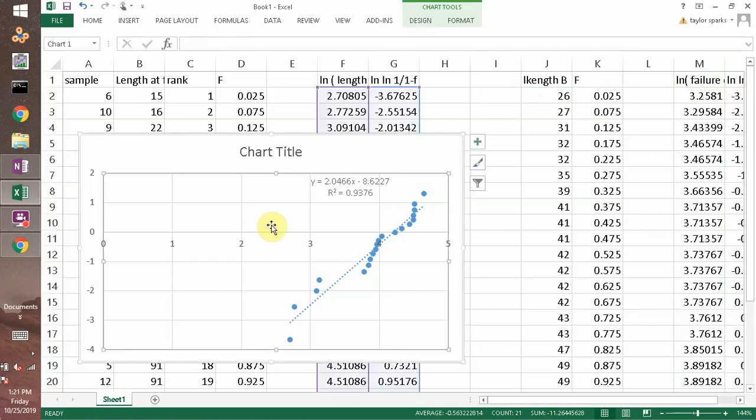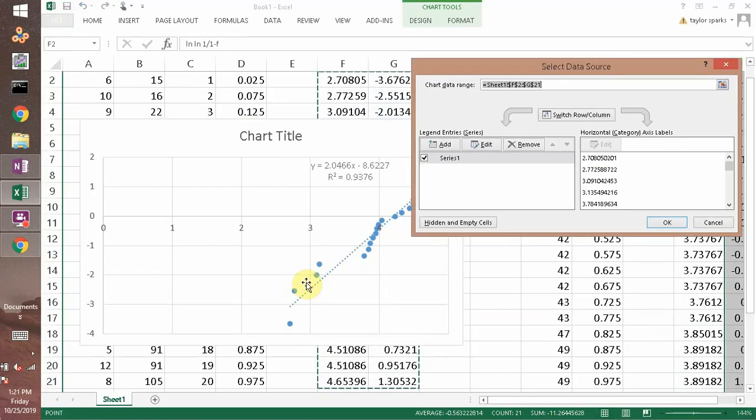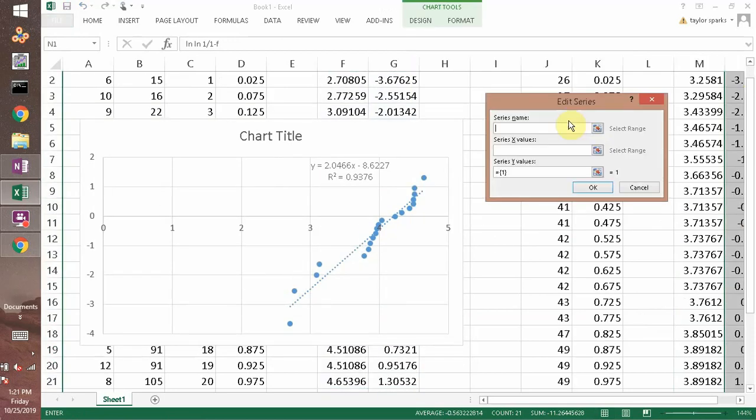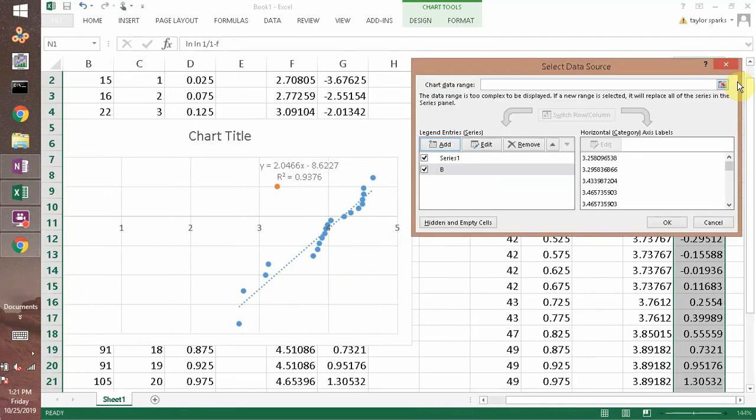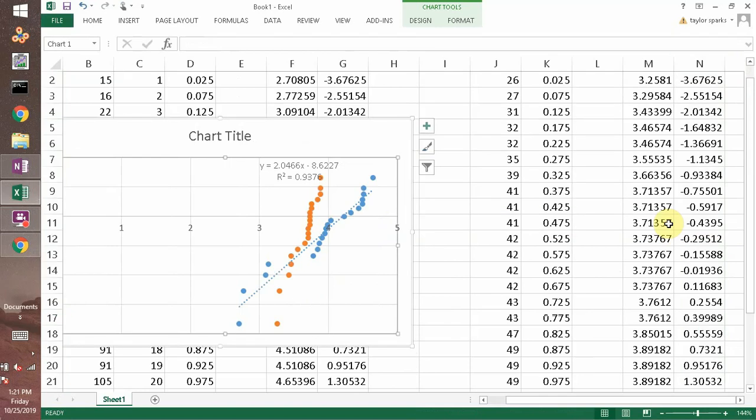And on this same plot, we're going to add another data set. Select data, add a data set for this, which will be the B sample set. The X values should be these ones right here, all the way down. Okay? The Y ones should be these ones right here, all the way down. Okay. All right. Perfect.